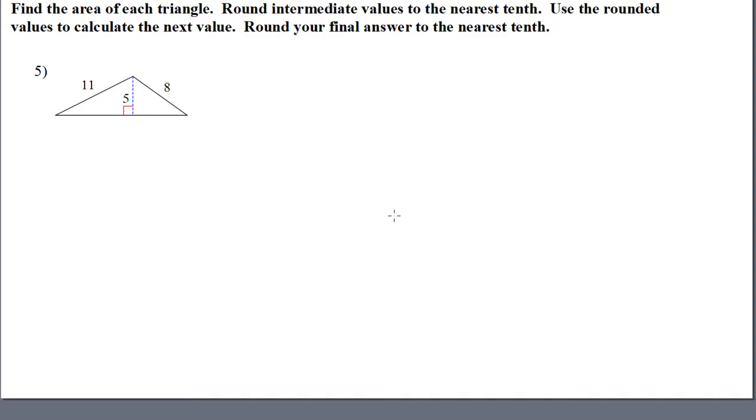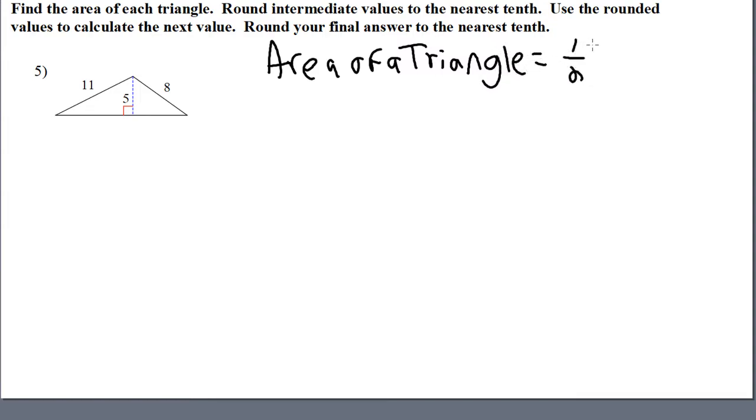The formula for the area of a triangle goes like this. Area of a triangle is equal to 1/2 times the base times the height. The height is the line marked in blue, that dashed blue line. So we get 5. It's the length from the top to the bottom. The base is the bottom part of our triangle, what I just underlined in black.